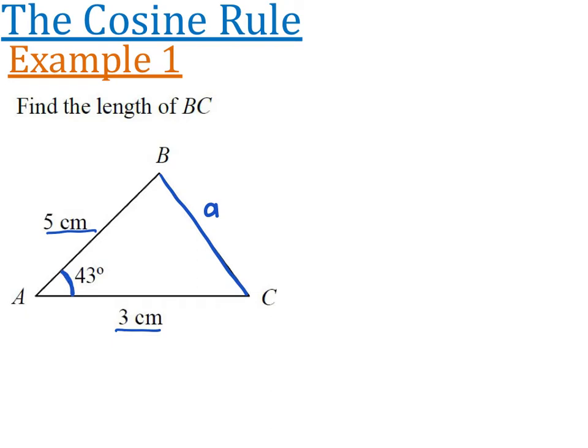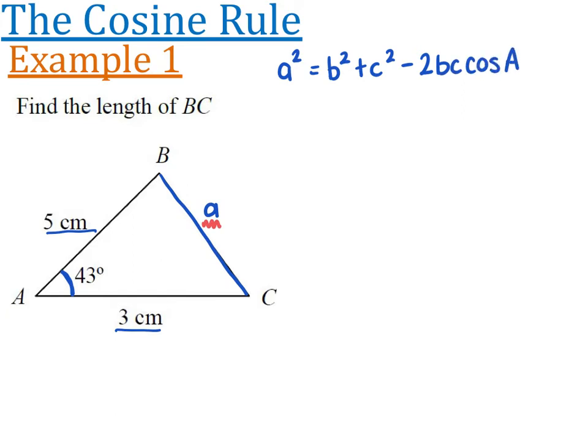So I'm looking to find side A in this particular question, so I can use that very first cosine rule as it was written out. So we've got A squared is equal to B squared plus C squared minus 2 lots of b times by c times by the cosine of angle A.